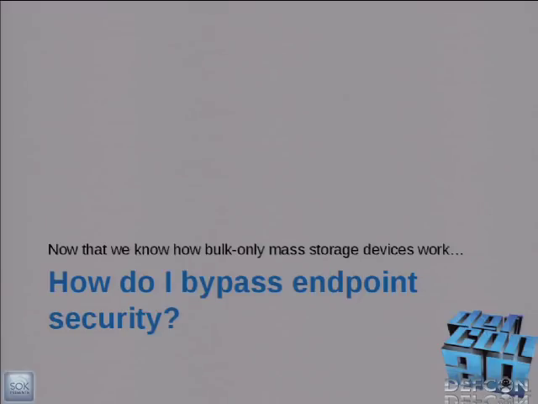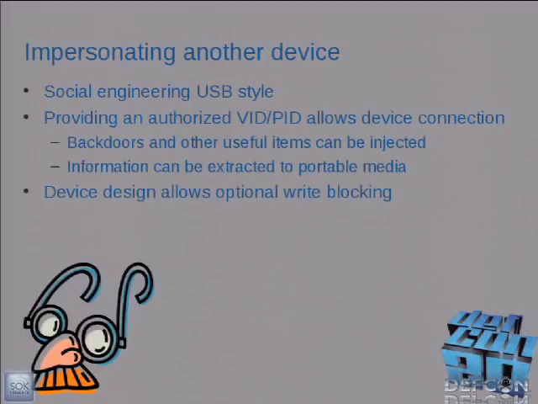Let's talk about the good stuff. How do I bypass this security anyway? So essentially what we're doing is impersonation or social engineering USB style, if you will. All right? So if we know what an authorized VID/PID is, we can use that fact to mount a device and then inject some code, get some stuff off of our device.